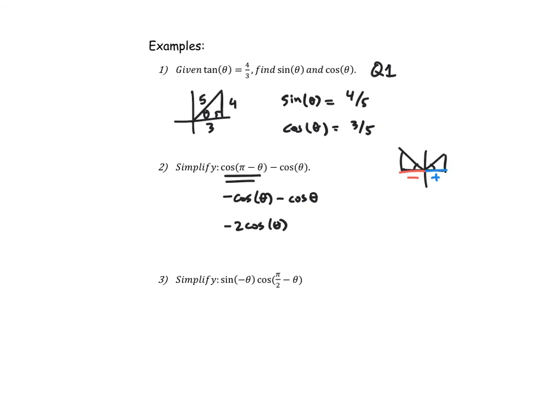Okay, so we've used one of those identities. Let's use another one here in a second. So sine of negative theta and cosine of pi over 2 minus theta. Well, sine of negative theta was negative sine theta. And cosine of pi over 2 minus theta was the same as sine theta. So simplifying, I get negative sine squared theta.